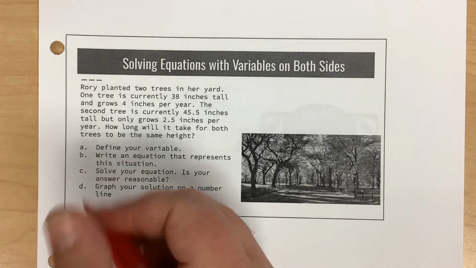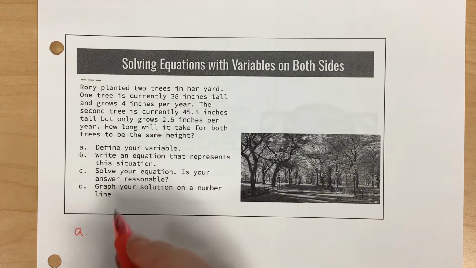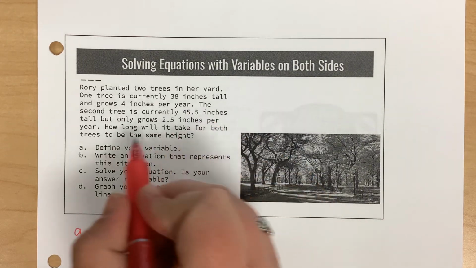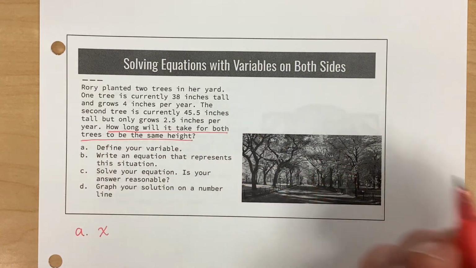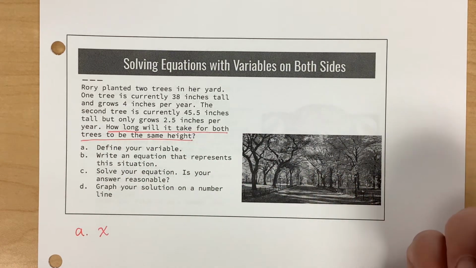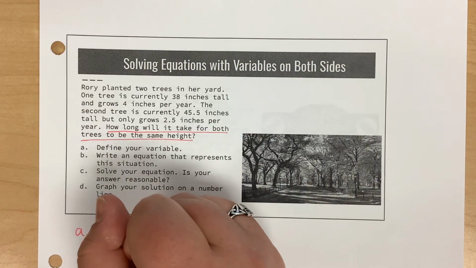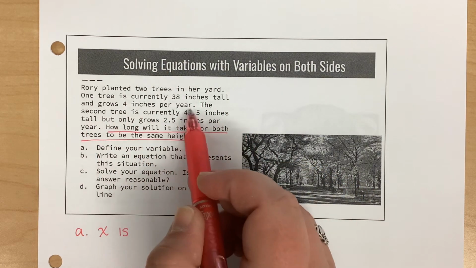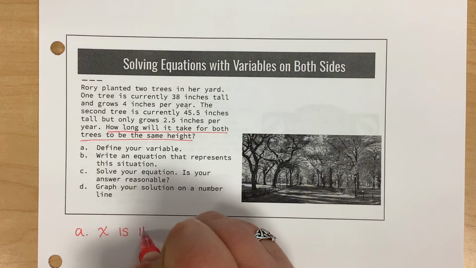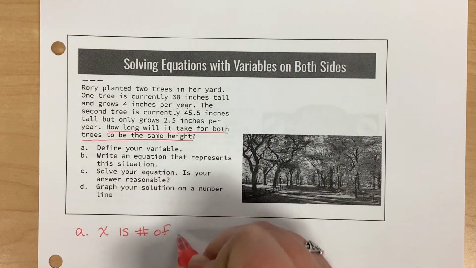All right, once again, let's define our variable. So I'm going to use x again, and our unknown is how long it will take for both trees to be the same height. So how long is a measure of time. So we're going to say x is, and in this case we're dealing with years. So x is number of years.